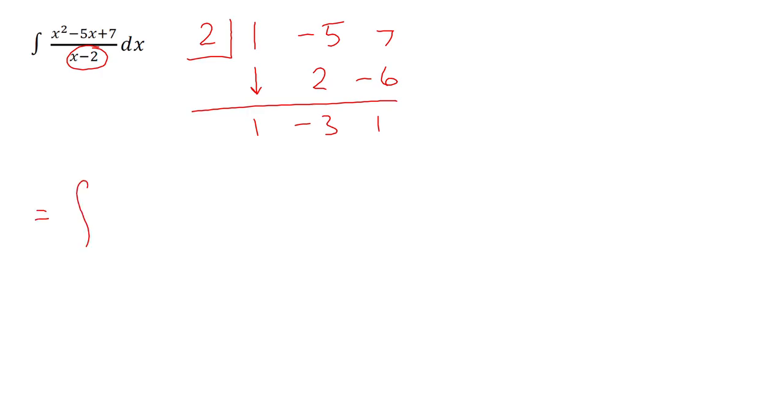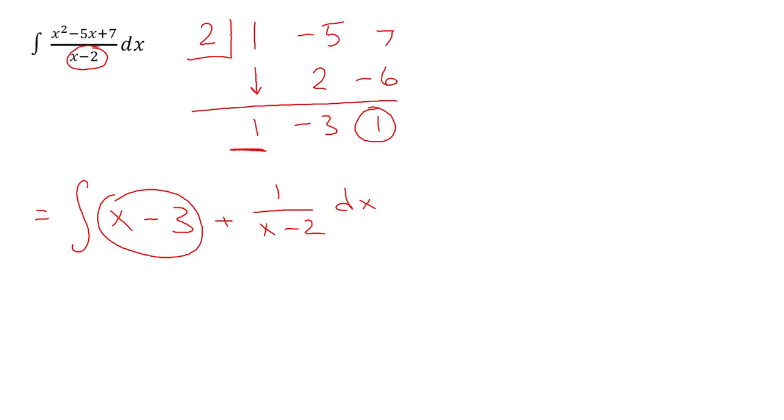So this integral is the same as the integral of 1x minus 3, and then we take our remainder and put it over our original denominator. So now this is what we want to integrate. And so as we do this, we should recognize that these two pieces integrate really nicely, whereas the 1 over x minus 2, not quite as well. So the x is x squared over 2, and then the minus 3 is minus 3x.